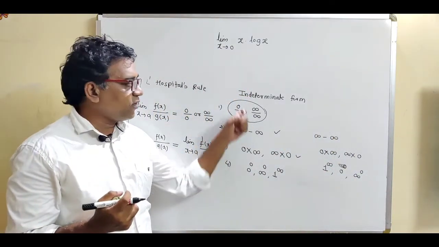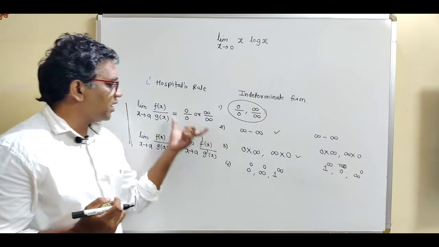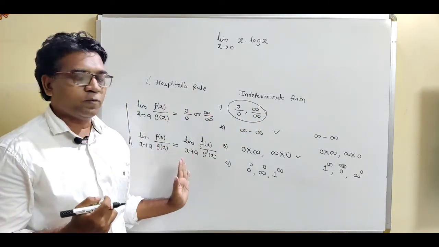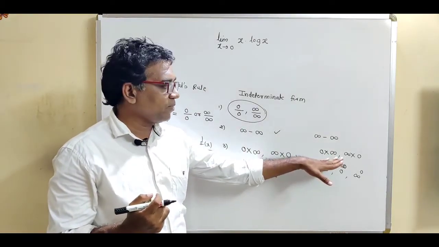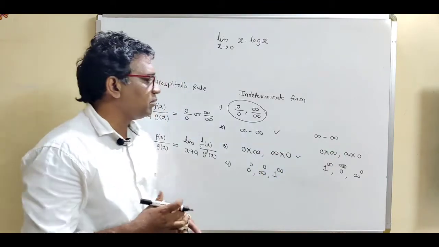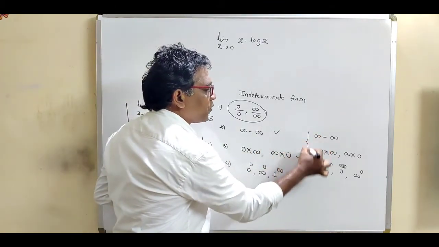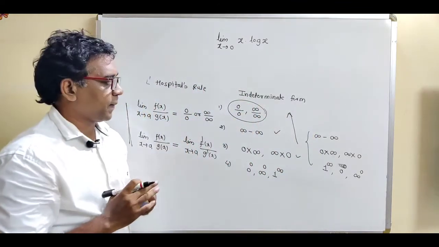For division type, for 0 by 0 and infinity upon infinity, we can easily apply the L-Hospital rule. But for the remaining terms, infinity minus infinity, for the product term or for the function raised to function term, we have to convert this form in terms of division form. See what is the process.